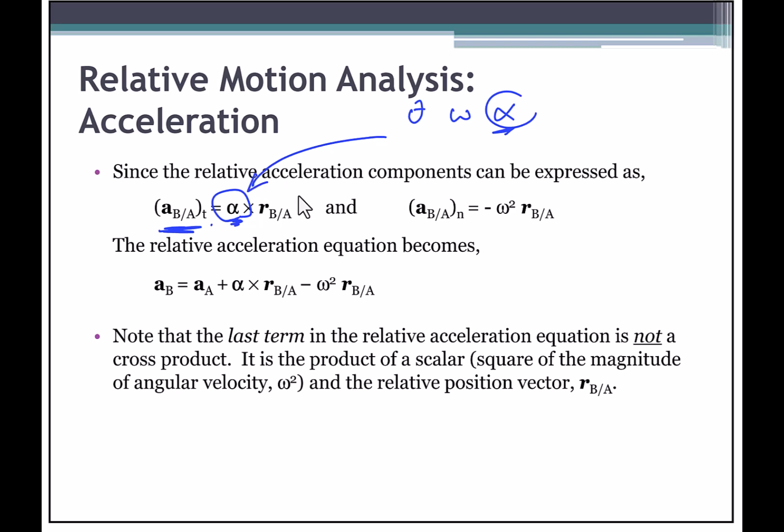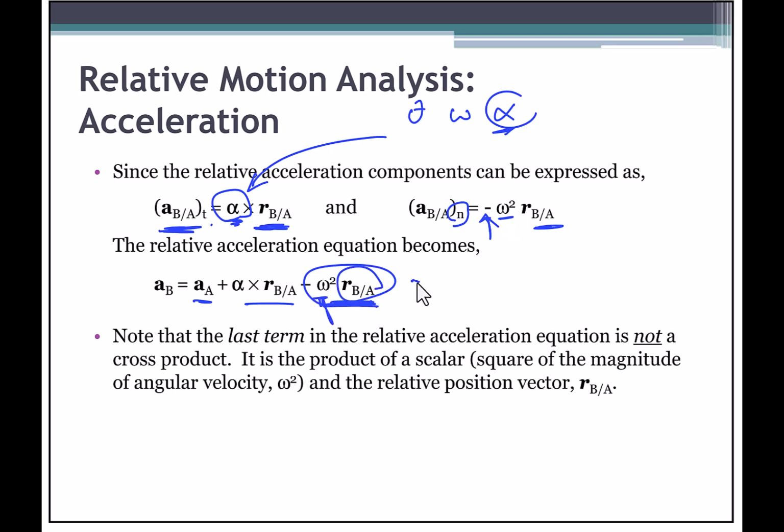So this is my alpha cross the relative position of B with respect to A, and the normal is minus, we said minus omega square times the relative position, like we said on the previous slide. So the relative acceleration components become this, this, and this. Note that the last term in the relative acceleration equation is not a cross product. This is not a cross product. This is a vector and this is a scalar.